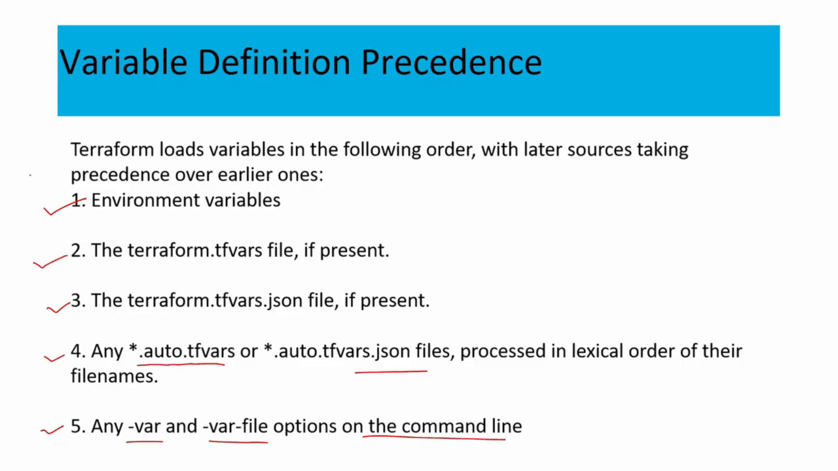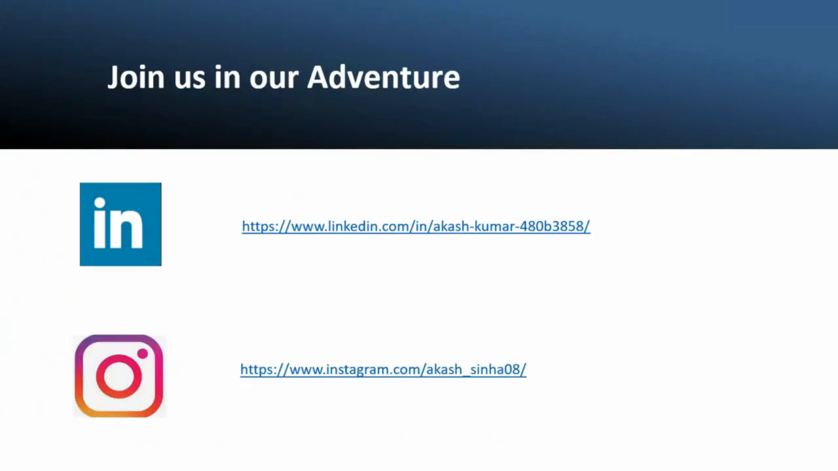So it will be like this, from low to high. If we use the -var option, it will get the highest precedence, while if you declare the same value for a variable using environment variables, it will have the lowest precedence. Okay, let's do a quick demo to understand these things in detail.